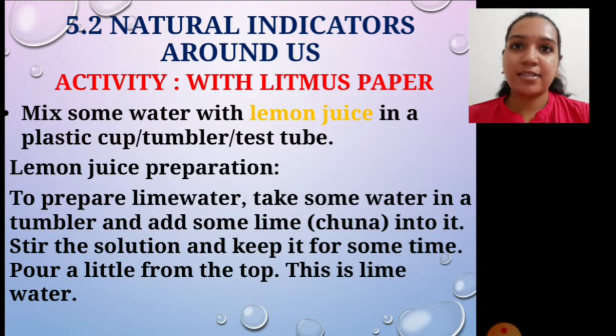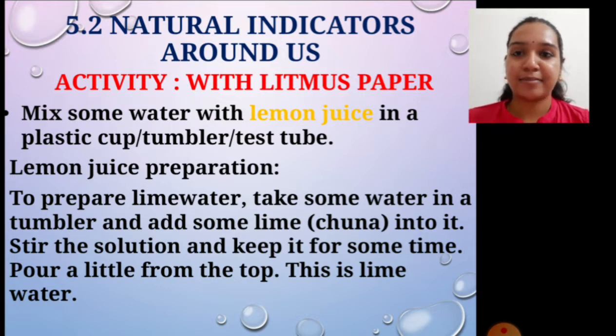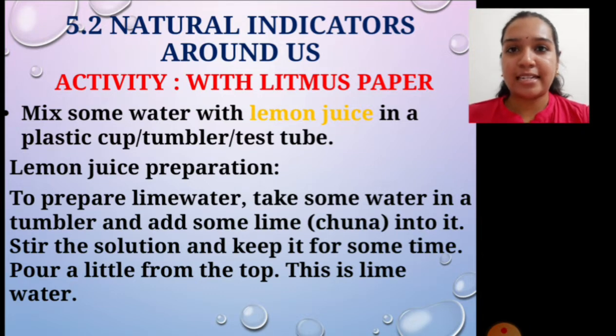Lemon juice, we all know how it is prepared, right? It is so simple. We add some lime into some water in a tumbler and let it mix properly and settle for a few minutes. There we will get the lime juice ready for testing whether it is acid or base.